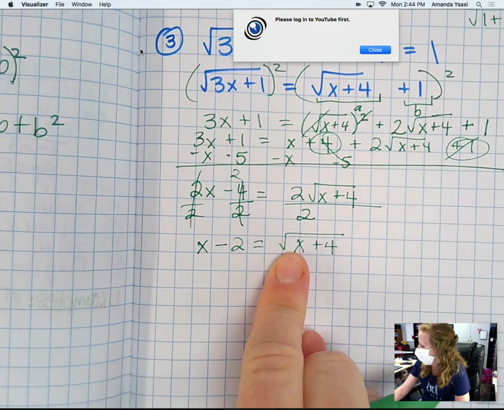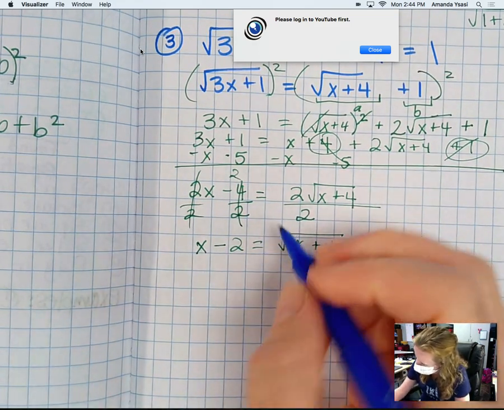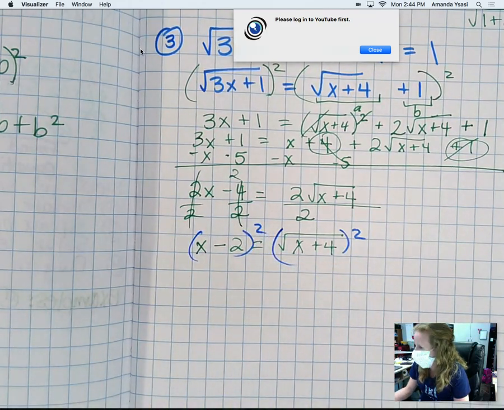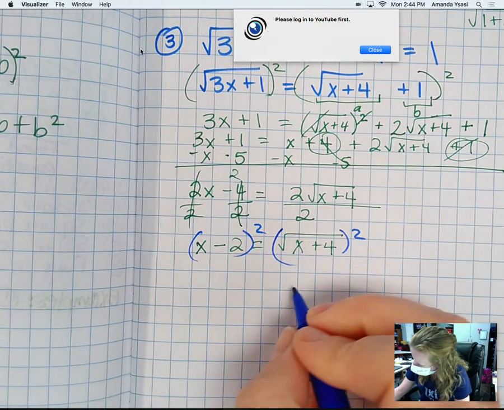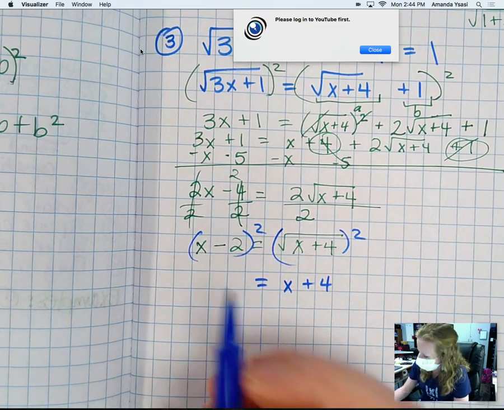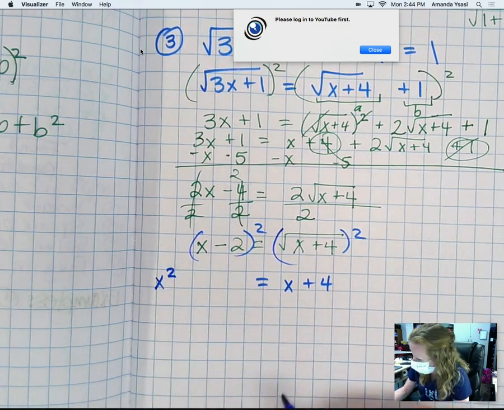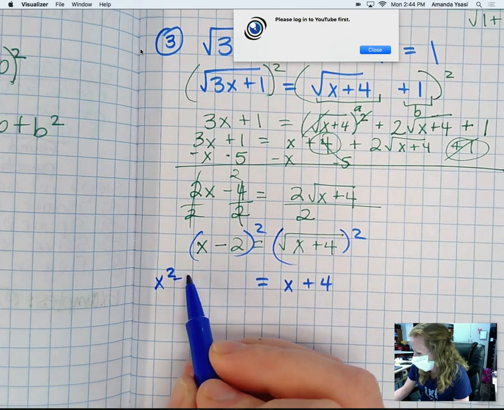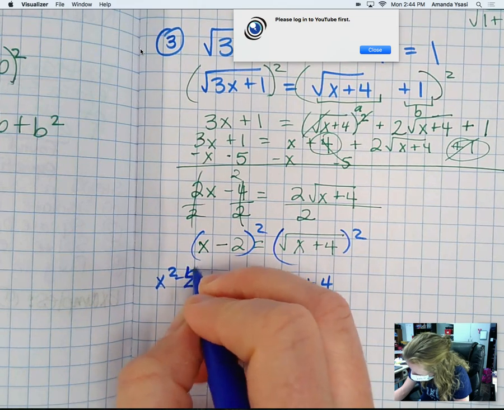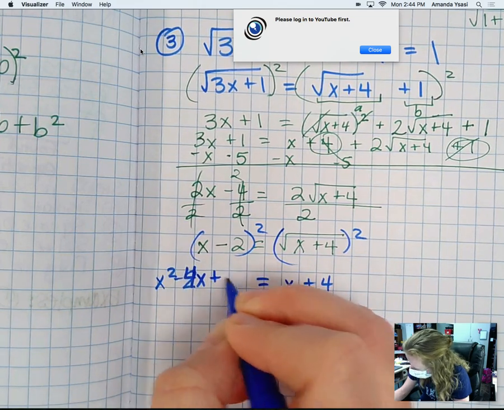We need to get rid of the radical, so we are going to square both sides. So this is just x + 4. And this one would be x² - 4x, right? Plus 2 plus 4.